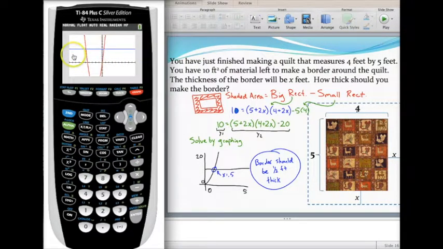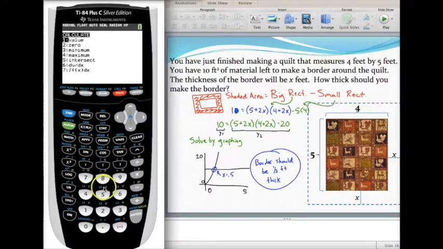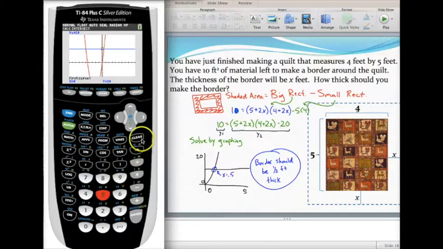Now there are two intersection points. This is the only one I need to find. I don't need to find that one. It's a negative x value. I can't add a negative border to my quilt, so that answer makes no sense in this application problem. So let's just find this intersection point to solve this equation. Hit second and trace, select option 5, intersect. Make sure your cursor is closer to this one, because if you just press enter 3 times, it'll pick the closer one. So I'm closer to that one. Press enter 3 times to answer the 3 questions, and it will calculate the intersection point for you.